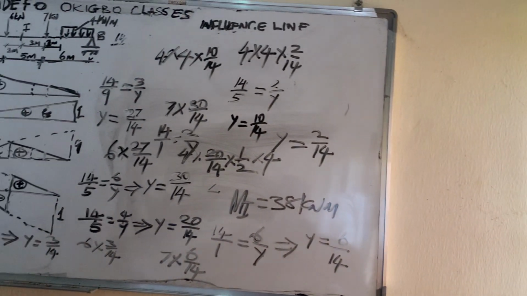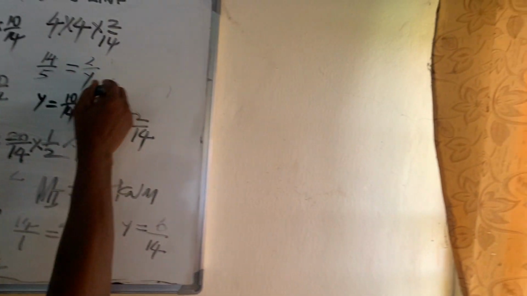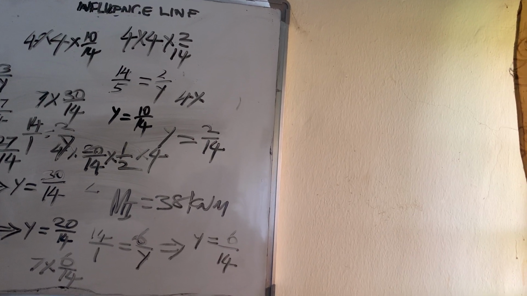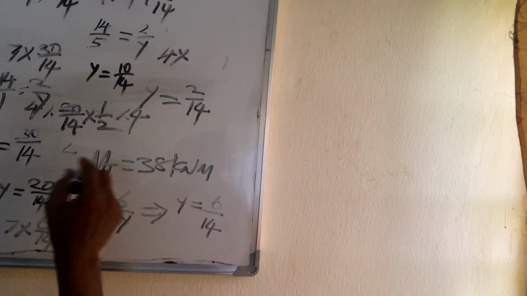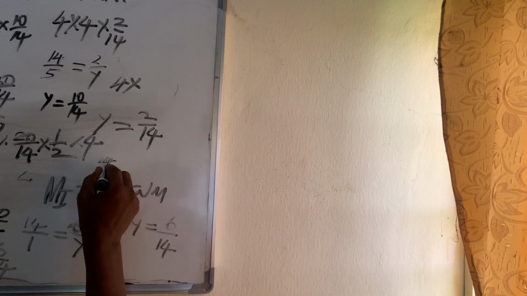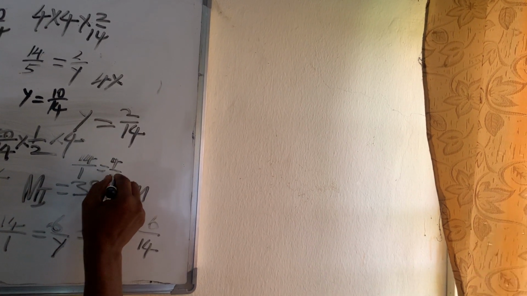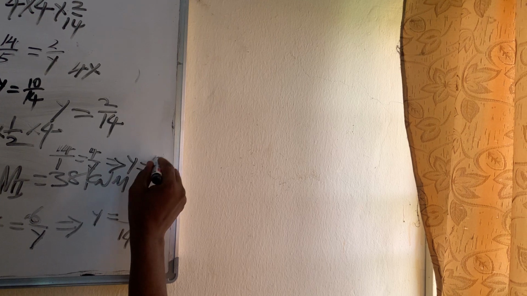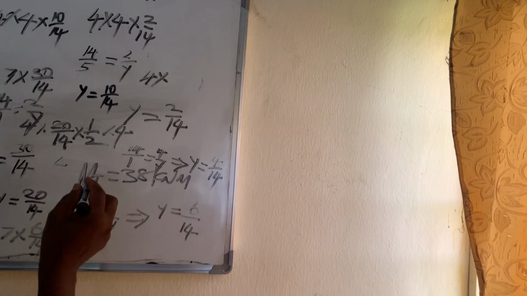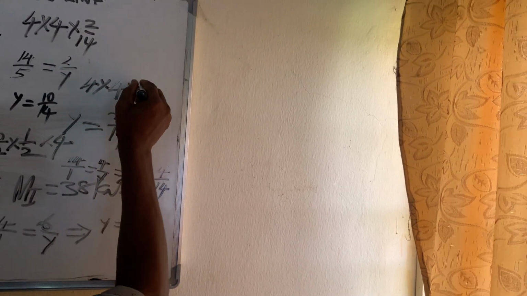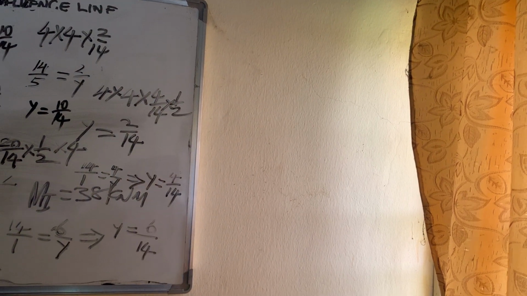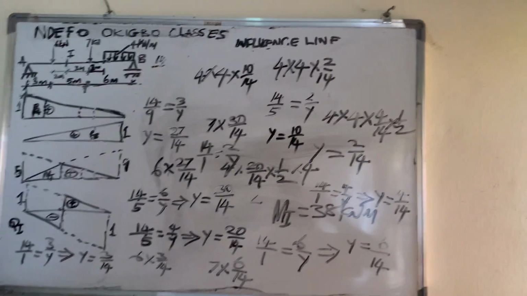I get the effect. Or I decide and say 4 alone, the intensity, 4 times the area of coverage. The length of coverage here is 4. To get the ordinate at 4, I have 14 over 1 is equal to 4 over y, which implies y is equal to 4 over 14. So I have 4 as the load, times the intensity 4. That's the area now. Times 4 over 14 times 1 over 2, area of a triangle. I get the same thing.